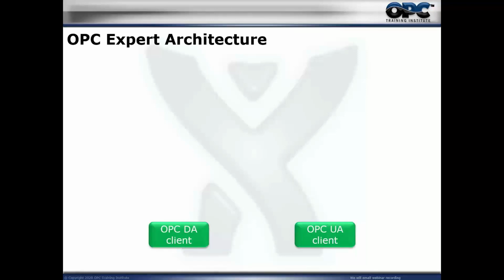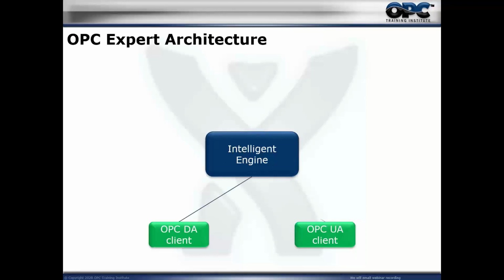So we begin with client software, client modules, I should say, to bring in OPC data into OPC Expert. So that includes OPC DA and OPC UA. So you can connect to OPC DA and UA data sources. That moves into OPC Expert's intelligent engine, which exposes everything to Excel via the RTD or the add-in.